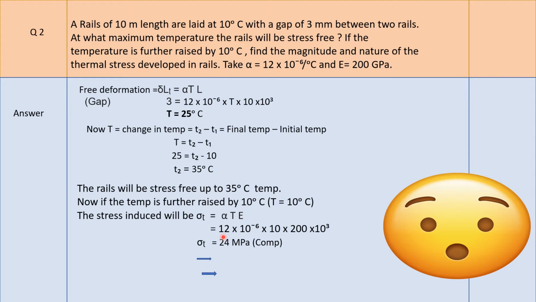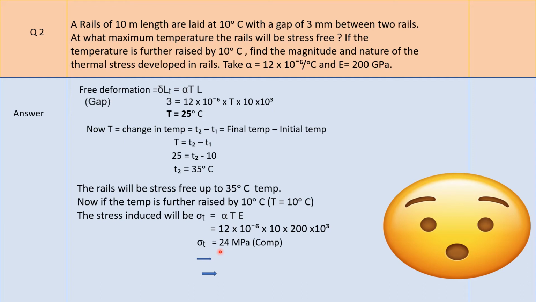So 12 exponential minus 6 into 10 into 200 exponential 3. Press the buttons on your calculator: 12 exponential minus 6 into 10 into 200 exponential 3. You will get the answer 24.